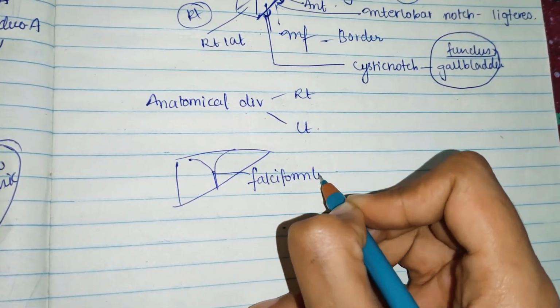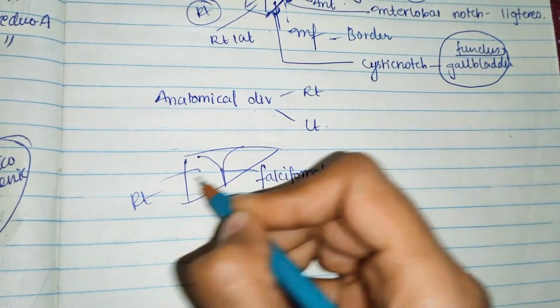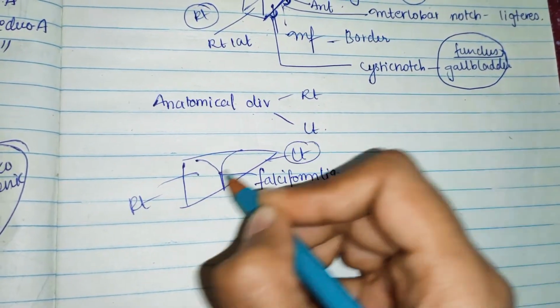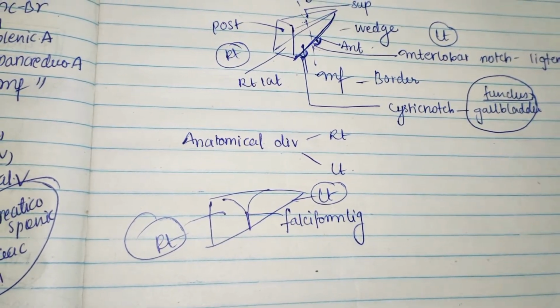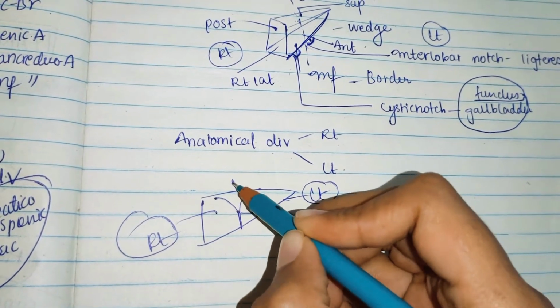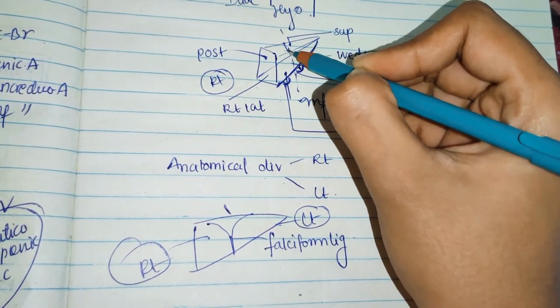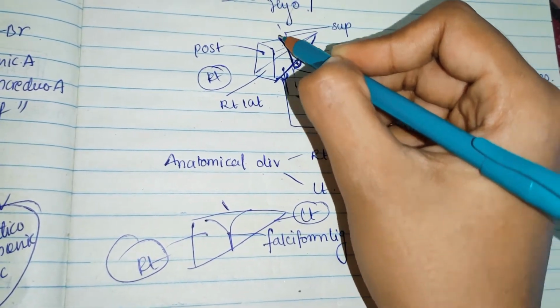Okay, so the falciform ligament is dividing the liver into 2 lobes. This is the right lobe, this is the left lobe, and this is called the anatomical division. And next, this falciform ligament is present superiorly also. This is the superior side, right? So this is present superiorly and also present anteriorly. So this is the falciform ligament position.